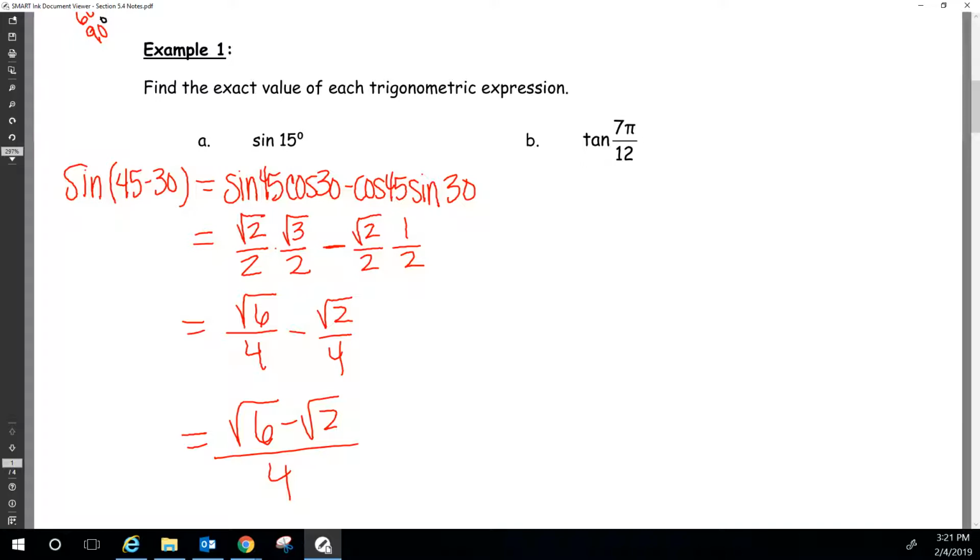All right, same thing for B, except for B we're in radian measure, and so this gets a little bit trickier because we've got fractions. One way to think about it is you're looking for two numbers that multiply to get to the bottom one, add up to get to the top one.